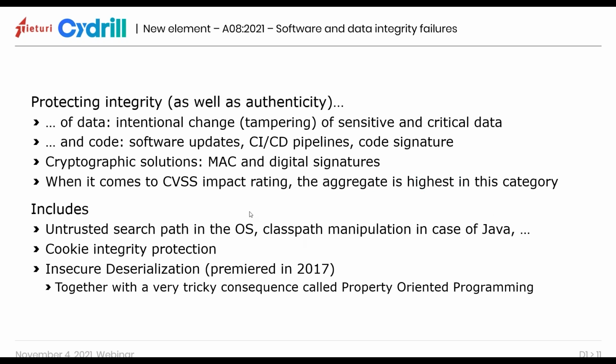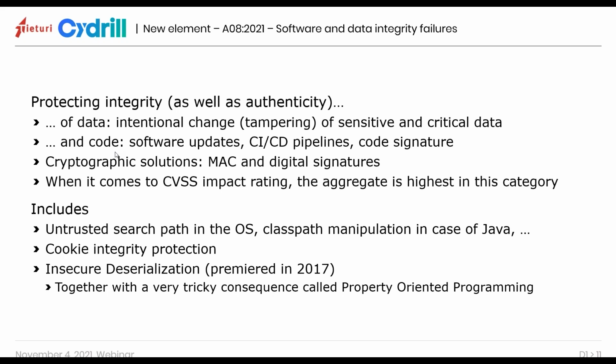Now, also new to the top 10 is software and data integrity failures. This is number 8, which at first sounds a little bit odd and maybe redundant with some of the categories we have already looked at. But this one has a very important role in covering the manipulation of data. Think back to cryptographic failures, which was number 2 when we talked about the confidentiality of data. Here we are talking about the integrity of data. So that is one of the focuses of this category, but we are also talking about the integrity of code. So whether an attacker is able to manipulate the code that we are actually executing in our web application.